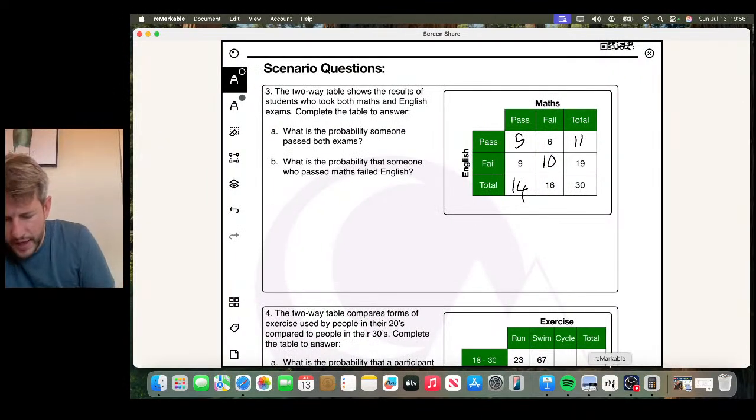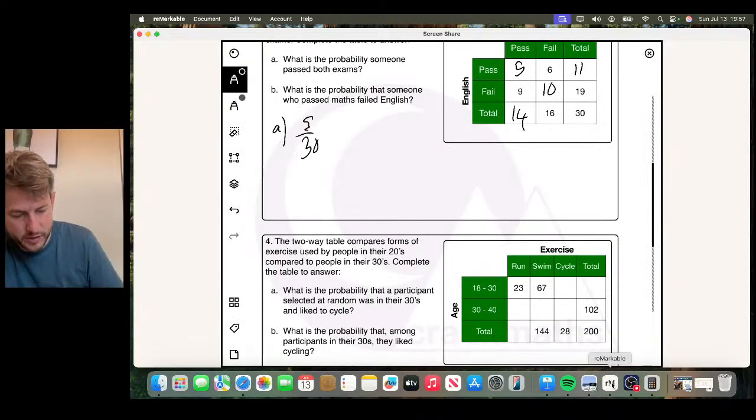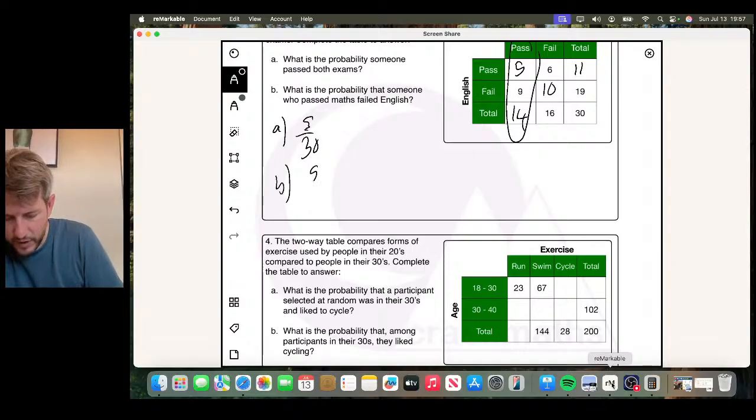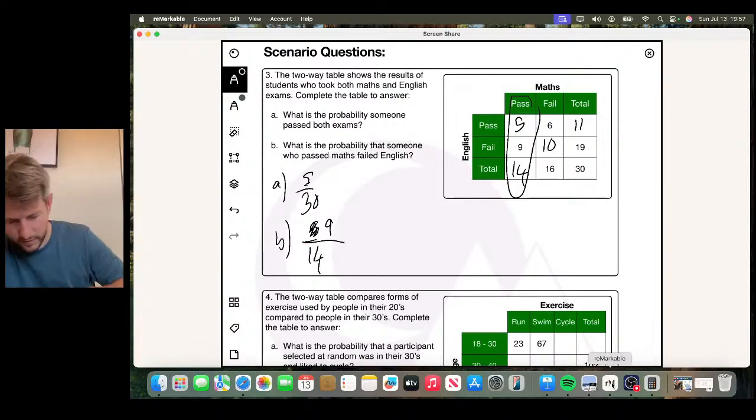Alright, okay, so A, what is the probability someone passed both exams? So pass, 5 out of 30. Okay, what is the probability that someone who passed maths failed English? So here we go. So that's going to be 5 out of 14. No, that's not right. That's passed. It's going to be 9 out of 14. Passed maths, failed English. Yeah.